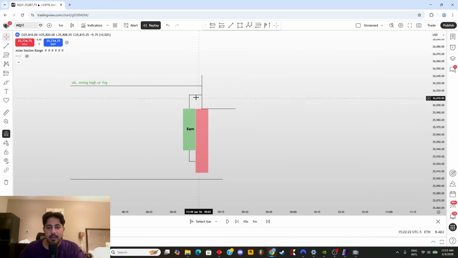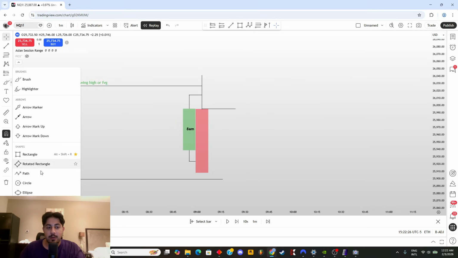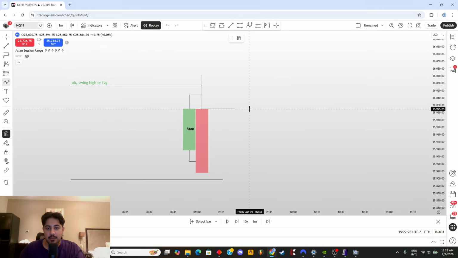But once you have marked out the 8 a.m. high and low and you have marked out the PD array, this is what it's going to look like on the 1 minute time frame. So we're going to open here, right? We're going to take out the 8 a.m. high and also take out a swing high on the 1 hour time frame or tap into a fair value gap on the 1 hour time frame.